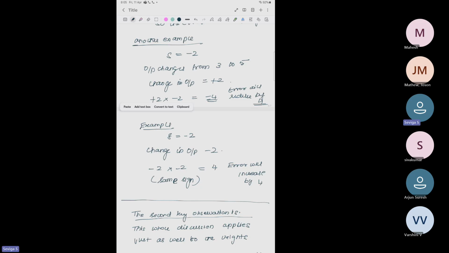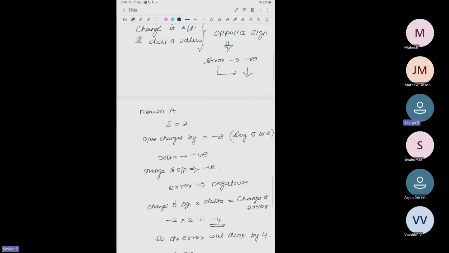Is it clear? The deltas for the output as well as the weights are different deltas. It's not the same thing. Of course, it is not the same. So, any questions?